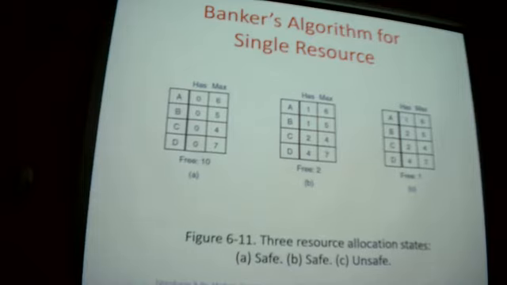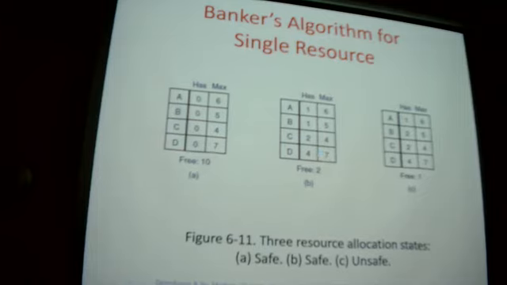Can you tell me if this is safe or unsafe? That one is a stable state. If you think it is safe, tell me how to allocate. First, allocate two to process C. Then the free ones are 4. Then we can allocate to process B or D, not A, because B requires 4 and D requires 3.